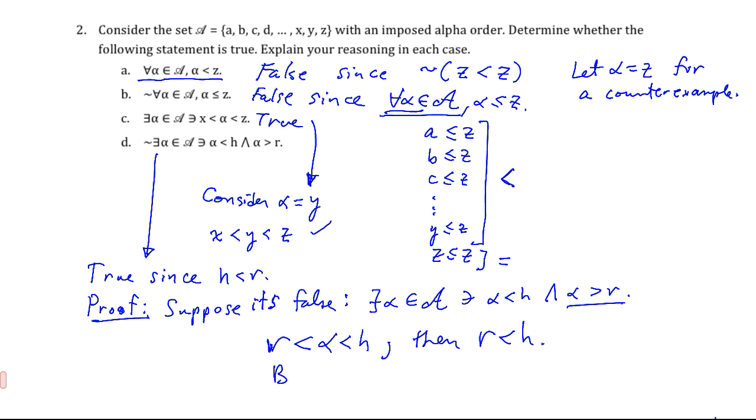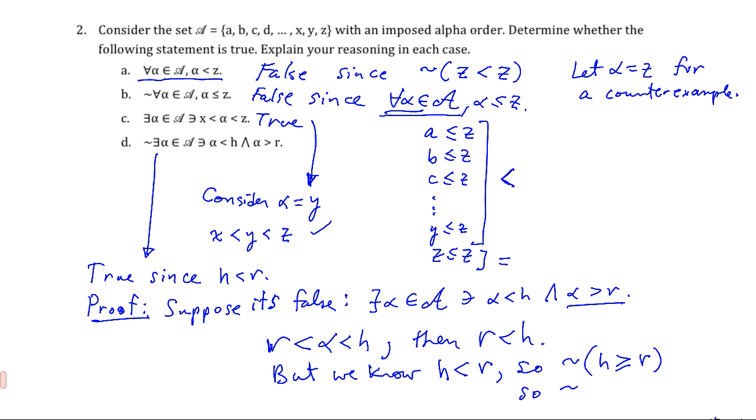But we know, due to alphabetical order, that H is less than R. So it's not the case that H is greater than or equal to R. So it's not the case that R is less than or equal to H. And it's not the case that R is less than H. If it's not less than or equal, it can't be less than either. And so now we have a contradiction because we have both R less than H, and it's not the case that R is less than H.